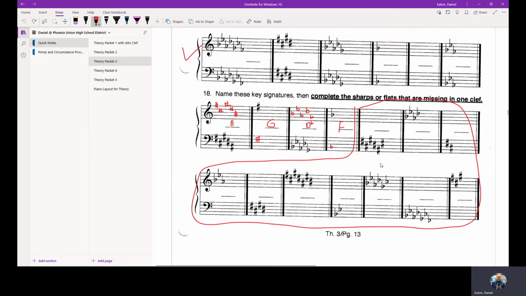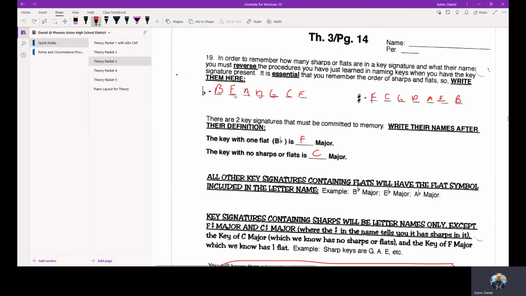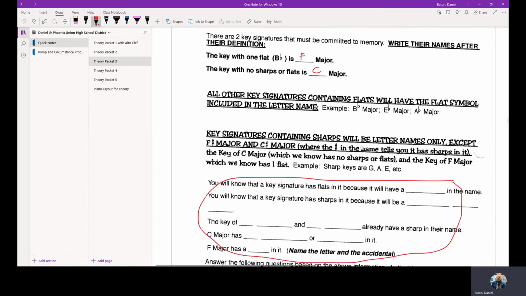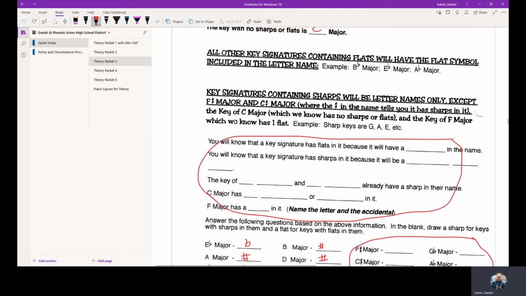Okay. Now we're actually drawing them. We don't need to review that. Remember the order, there it is, BEAD, Go Catch Fish, literally backwards. You have to remember that the key signature with 1 flat is F major, and the key signature with no sharps and no flats is C major. Again, we reviewed that in theory 1, should be a piece of cake. All right, so now we've got more information to review. Read through this stuff, make sure you understand what it's asking you or what it's describing to you.